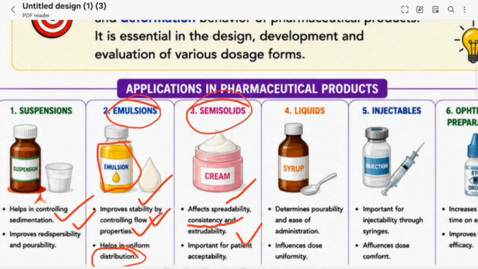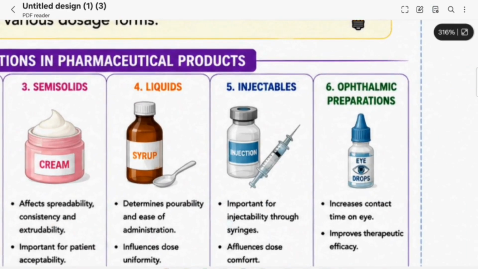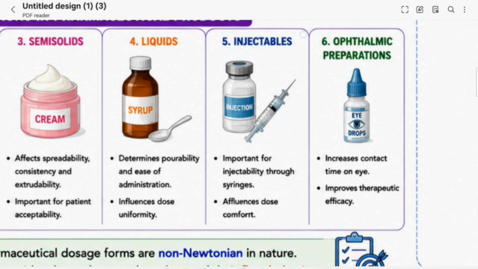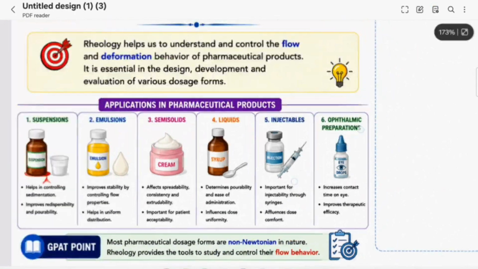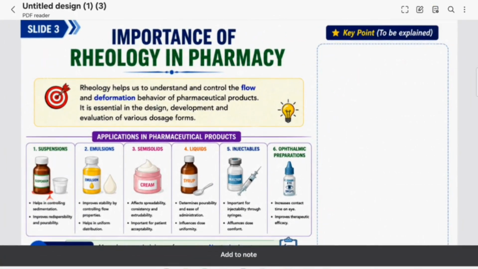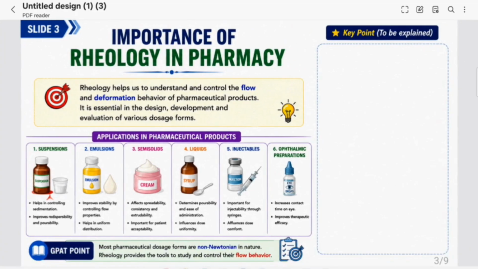In the case of liquid formulations, it determines the pourability and ease of administration and influences dose uniformity also. In the case of injectables, it is important for injectability through syringes. In the case of ophthalmic preparations, it increases the contact time on the eye. So these are some very important benefits or importance of rheology in the field of pharmacy.